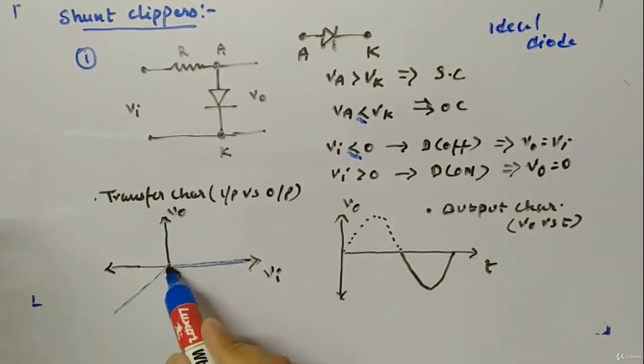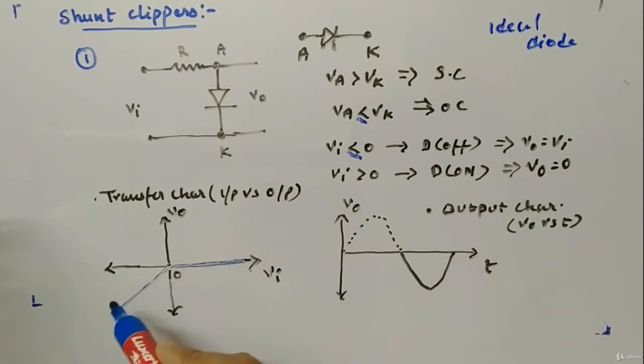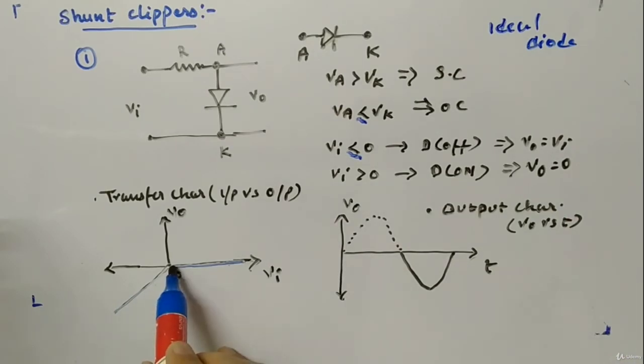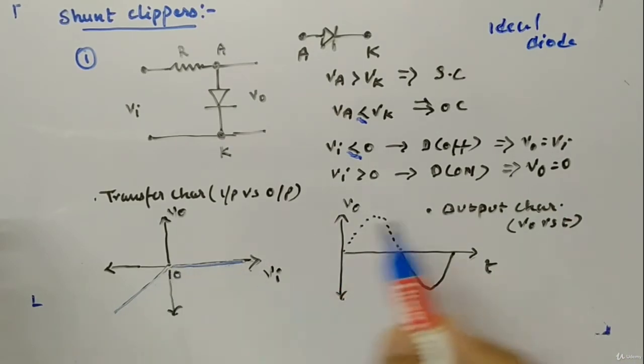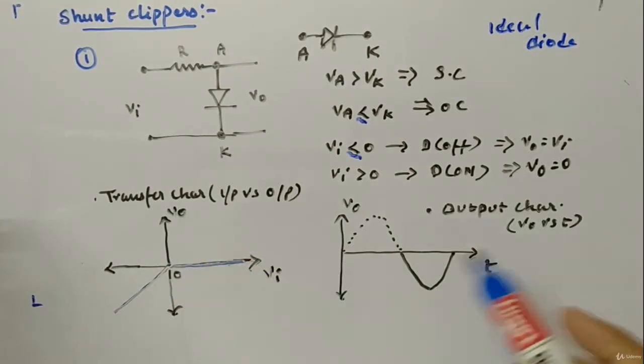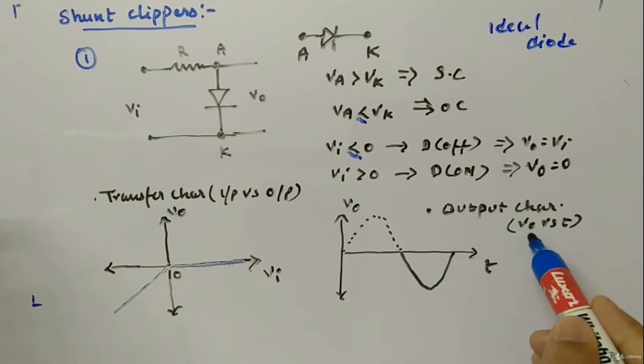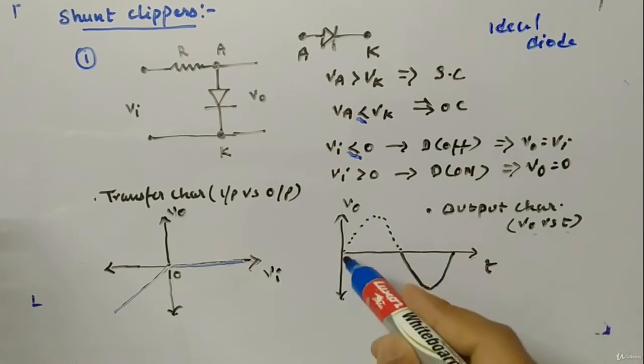Okay, it means if Vi is less than 0, it will pass everything, whatever the Vi will be, V0 will be that. And if Vi is greater than 0, the V0 value is 0. Okay, so this is the transfer characteristic. If you want to plot the output characteristic, that is V0 versus time, this is how it will look.